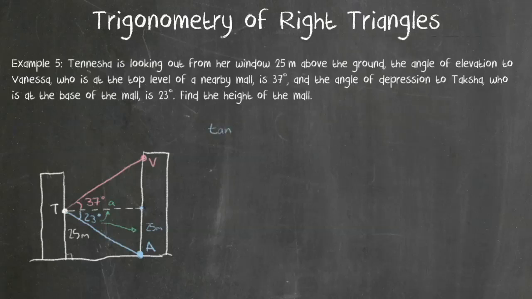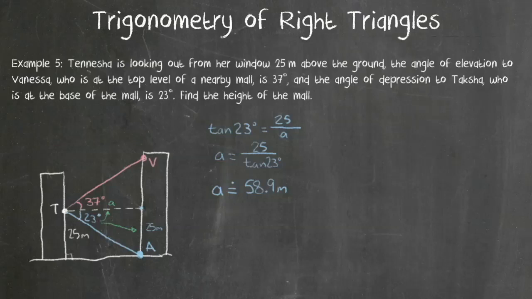The reason I want to do that is because that's my shared side between the two triangles. So the tangent of 23 is going to equal 25 over side A. We rearrange and get A is equal to 25 over the tangent of 23. Again, we can solve this in our calculator. We get A is approximately 58.9 meters.